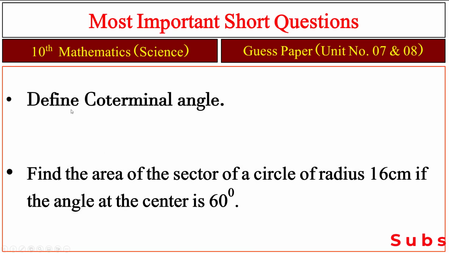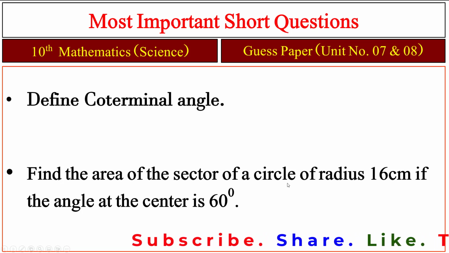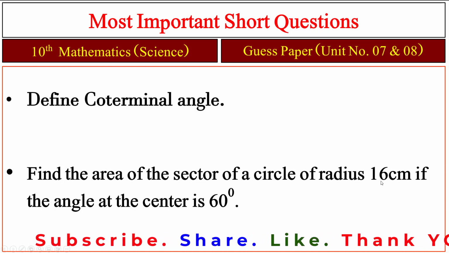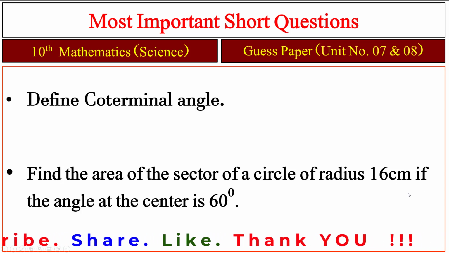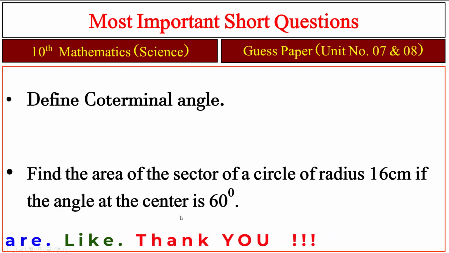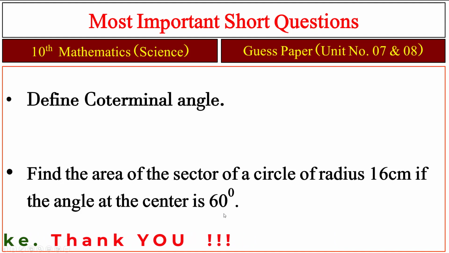Next one is: define coterminal angle, and find the area of the sector of a circle of radius 16 centimeter if the angle at the center is 60 degrees.